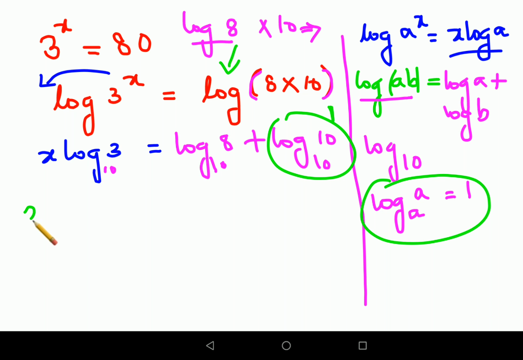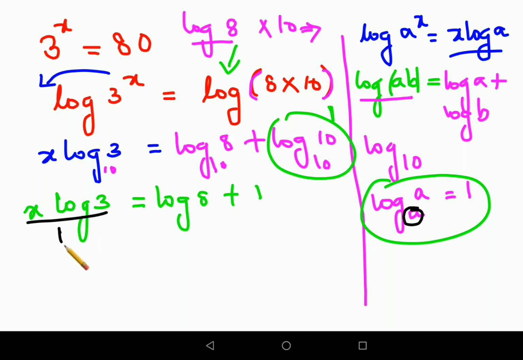So your step now changes to log of 3 to the power x equals log 8 plus 1. Now you might be wondering, then why don't I write base 10? Because it is understood, that's why we don't write it as base 10. If it was any other number, we would have mentioned the base in that scenario. So now in order to find the value of x, we are going to divide by log 3 on both sides. Okay, so you're getting x.